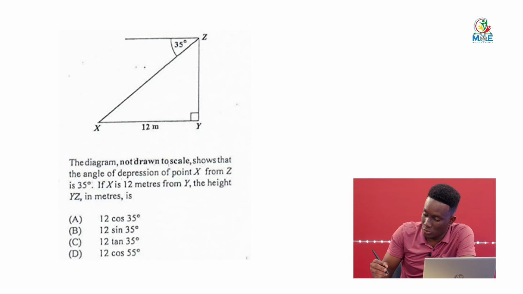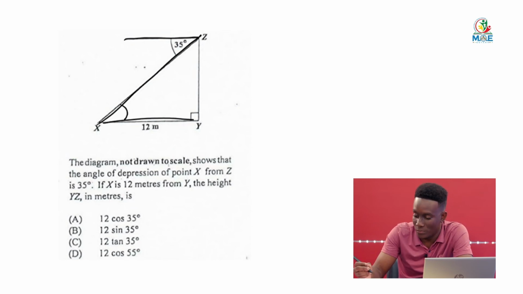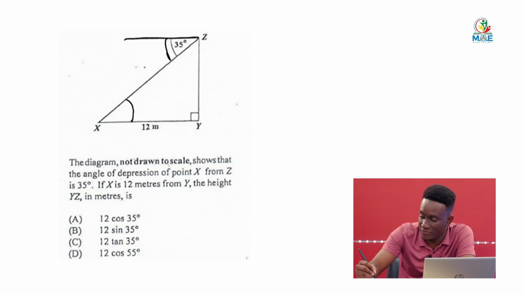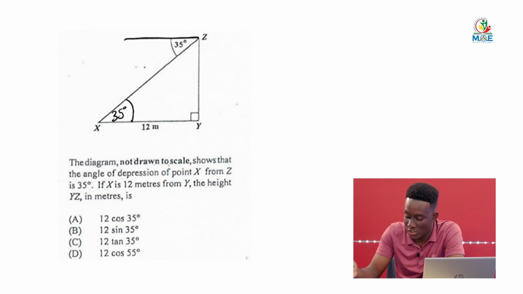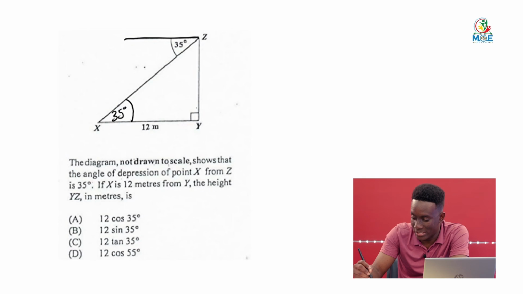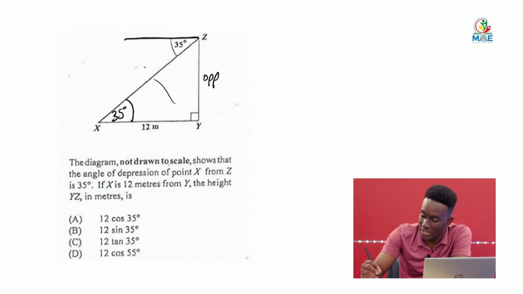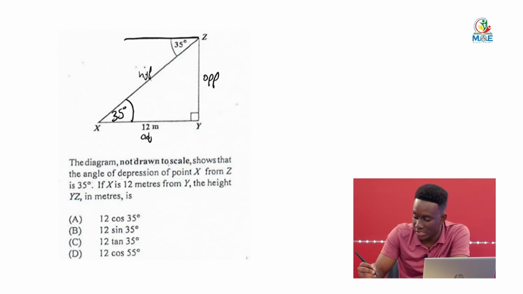First of all, we know we're dealing with a Z angle. These two lines are parallel. So if here is 35, we know here would be 35 as well. That's the first thing we need to put in. They want us to find this side here. We're dealing with a right angle, so we need to use the trig ratios. Here would be the opposite, here the hypotenuse, and here the adjacent. We are given the adjacent and we want to find the opposite.